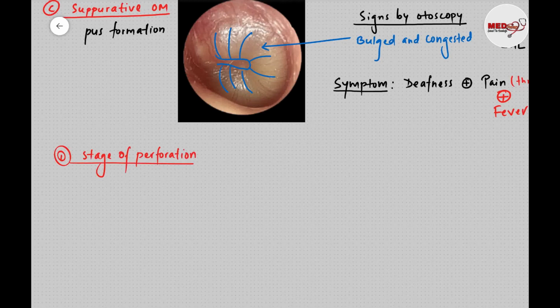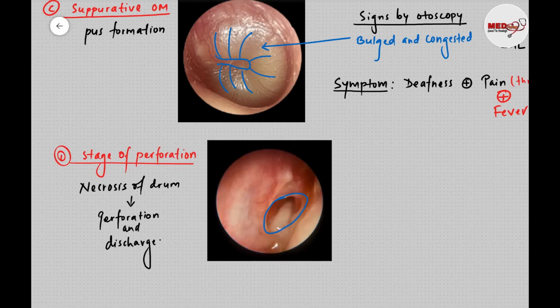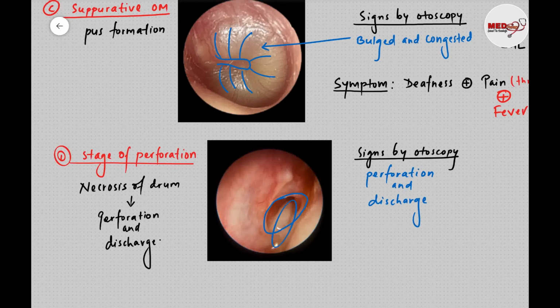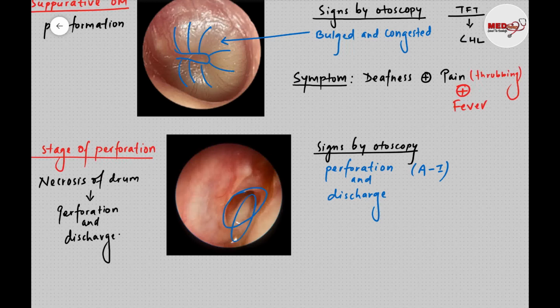As we discussed in the previous suppurative stage, there was pus inside the middle ear cavity, which will cause necrosis of the drum, which will finally perforate and the discharge will come out of it. In this picture we can see the clear perforation, and yellowish pus is coming out. This perforation is usually in the anterio-inferior region. So through the otoscope what we can see is the perforation and the discharge.